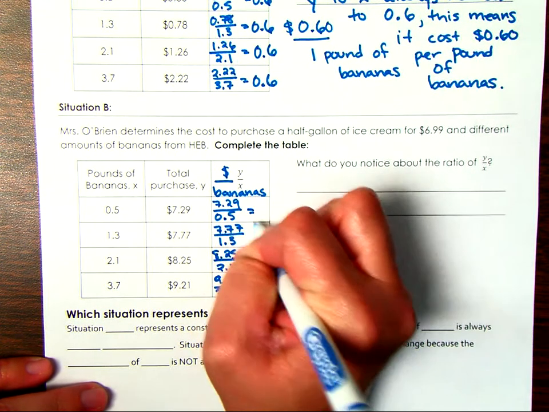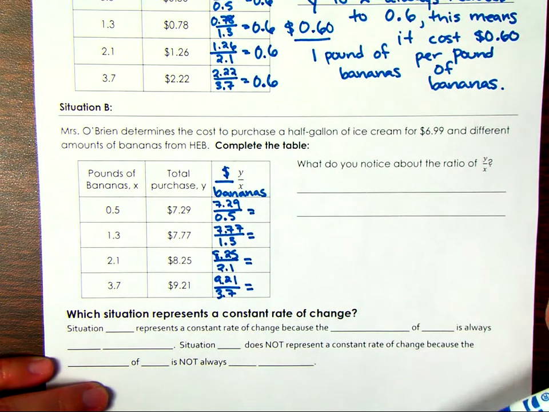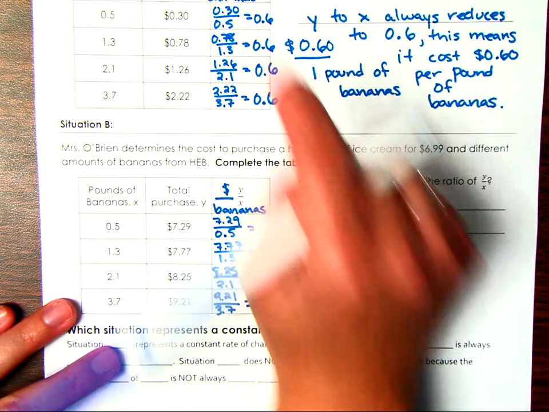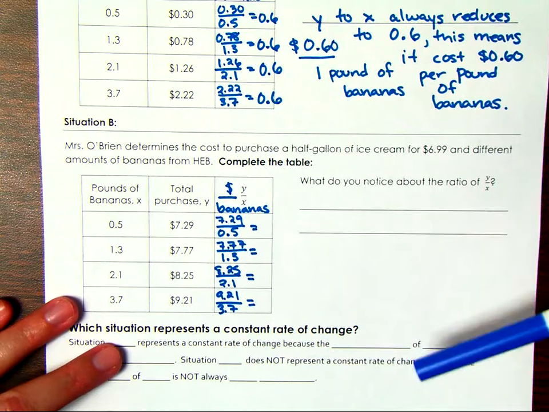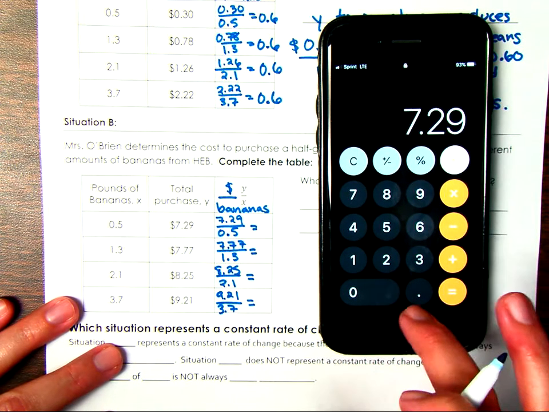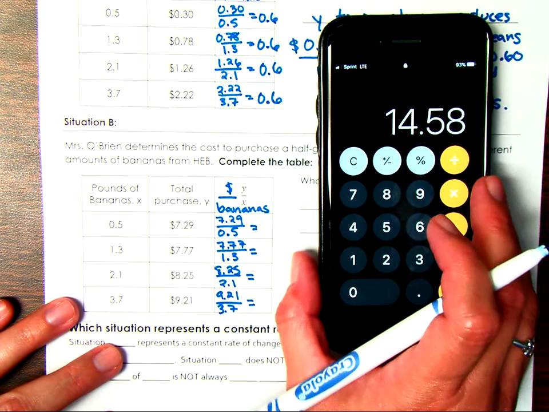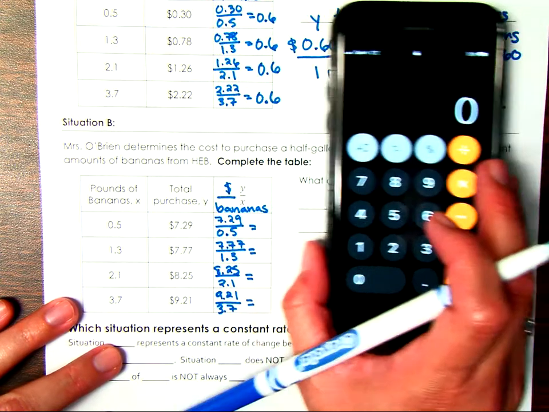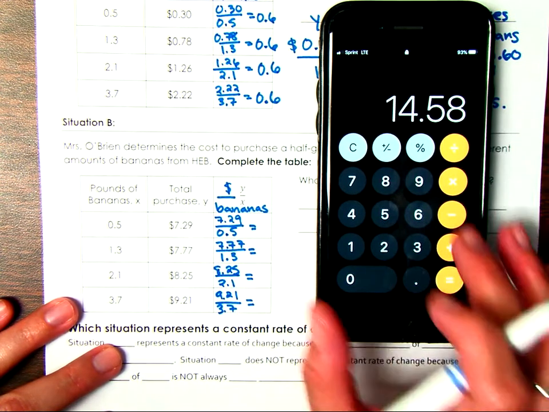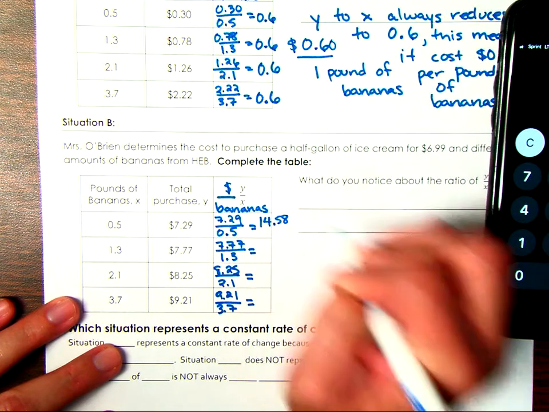So we have our ratio of comparing Y to X. Now we need to see if they're going to reduce down to the same number. Okay, so we've got our ratios. So I'm going to say 7.29 divided by 5/10, and that's 14.58. Just double check that. 7.29 divided by 0.5. Yeah, that's saying 14.58.